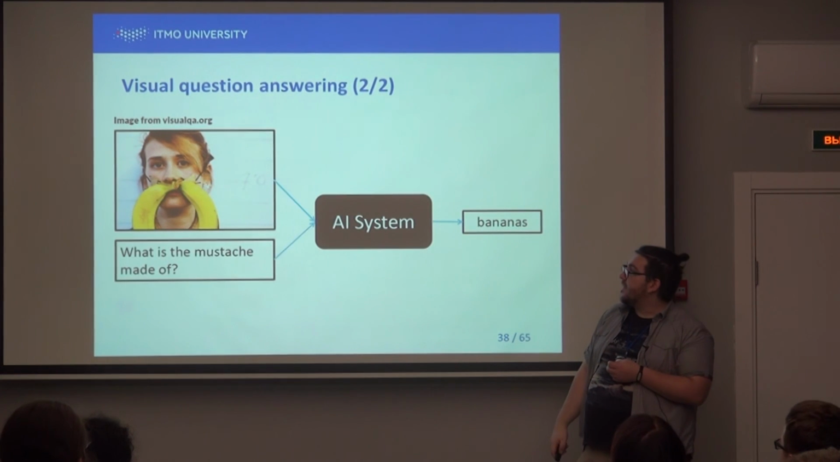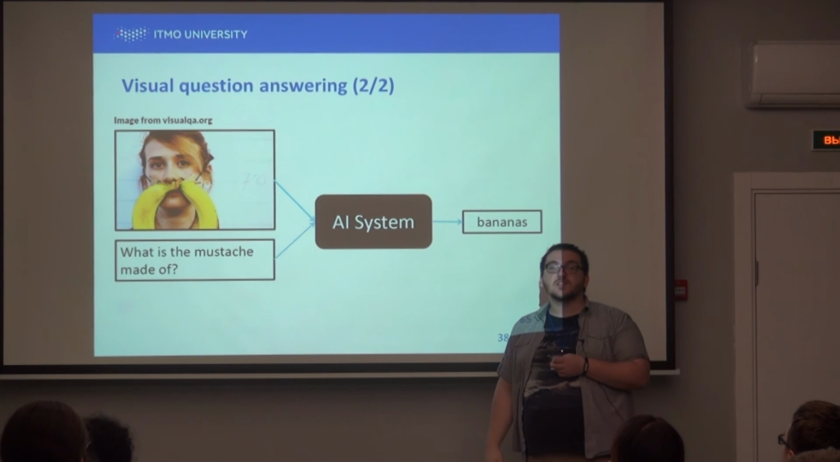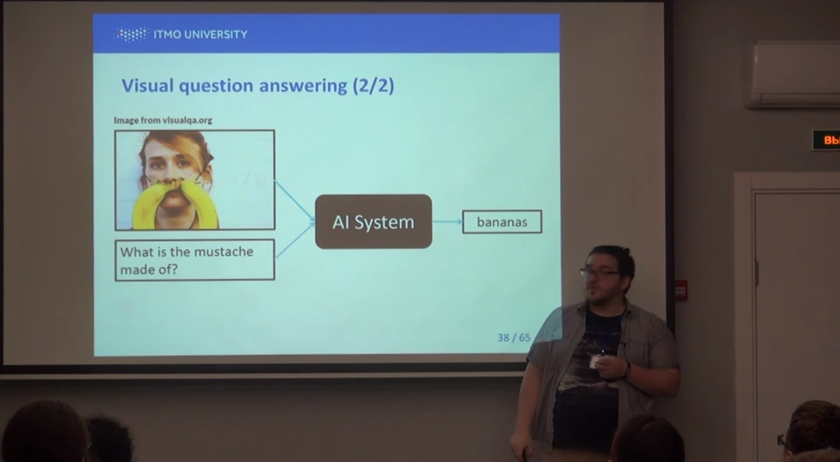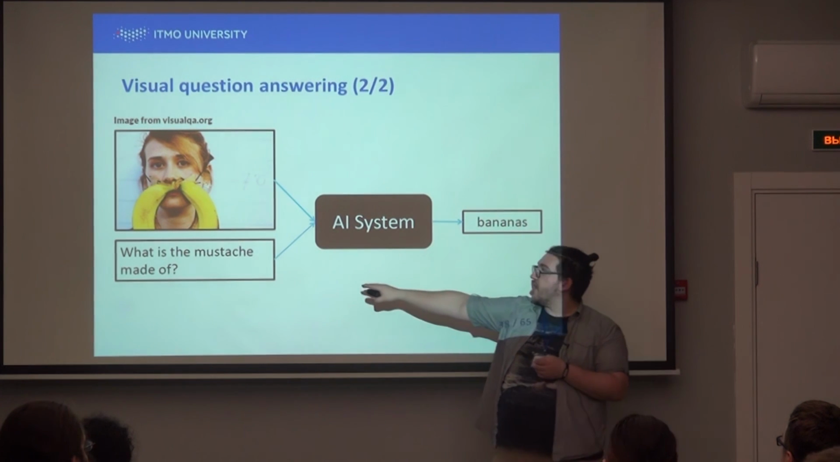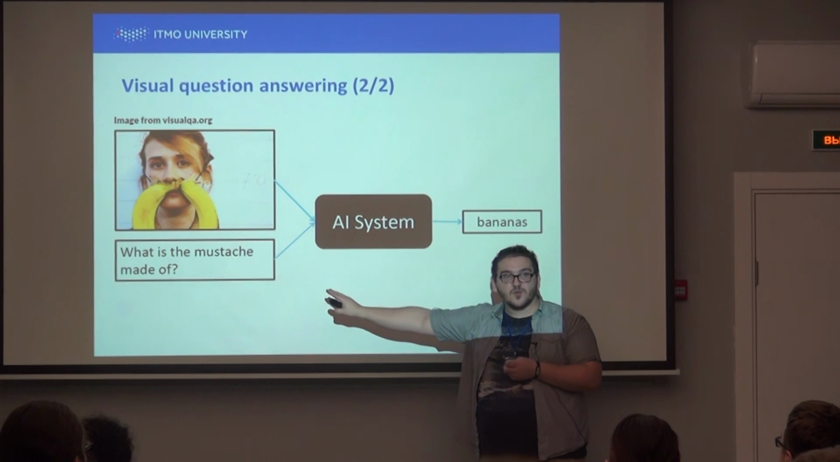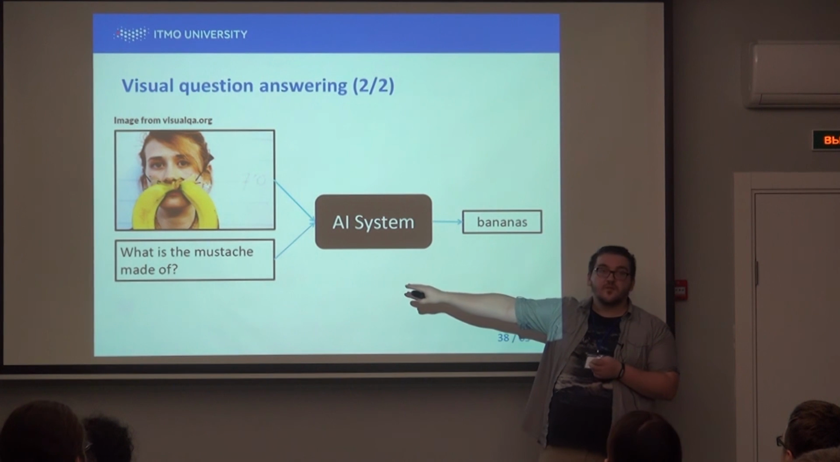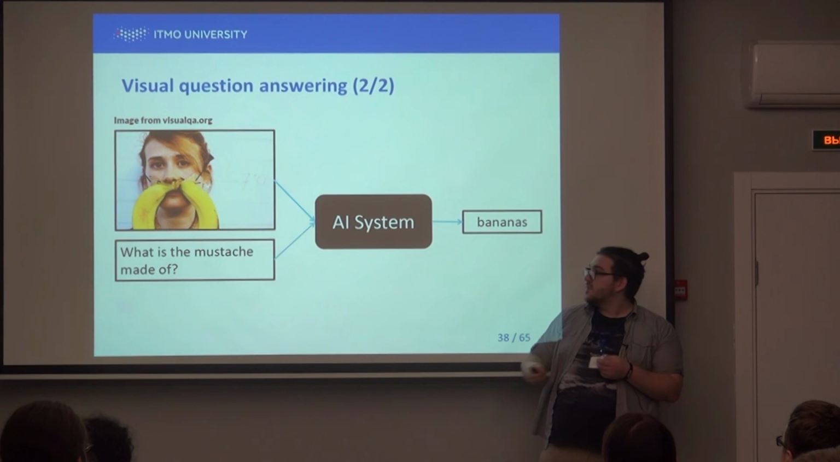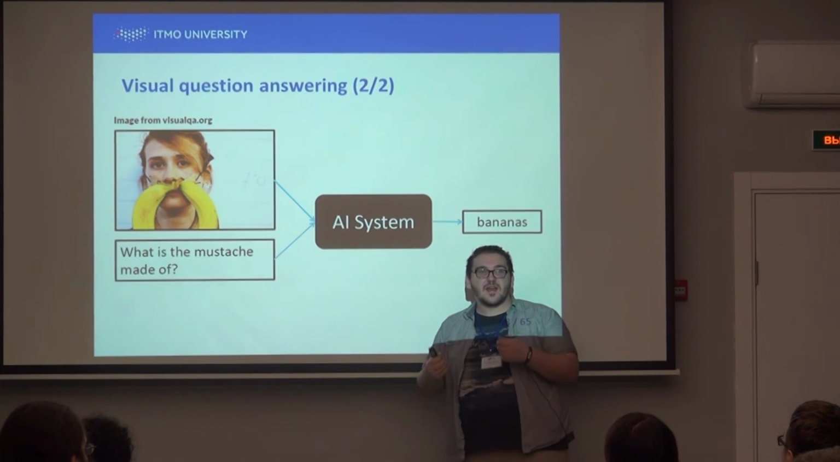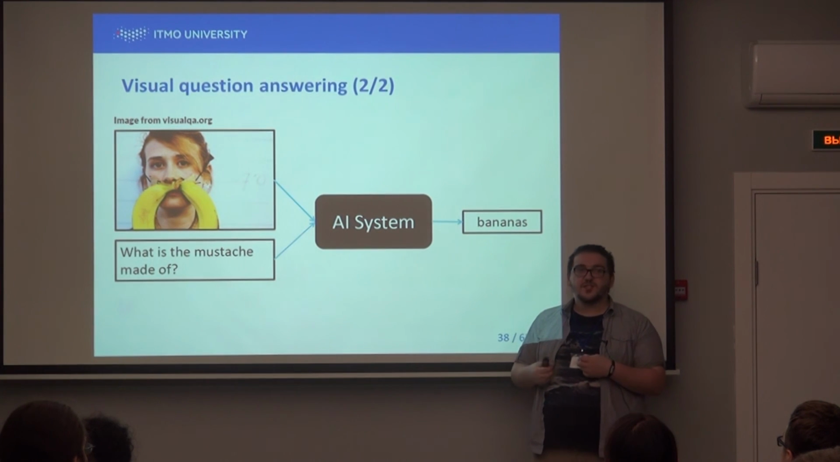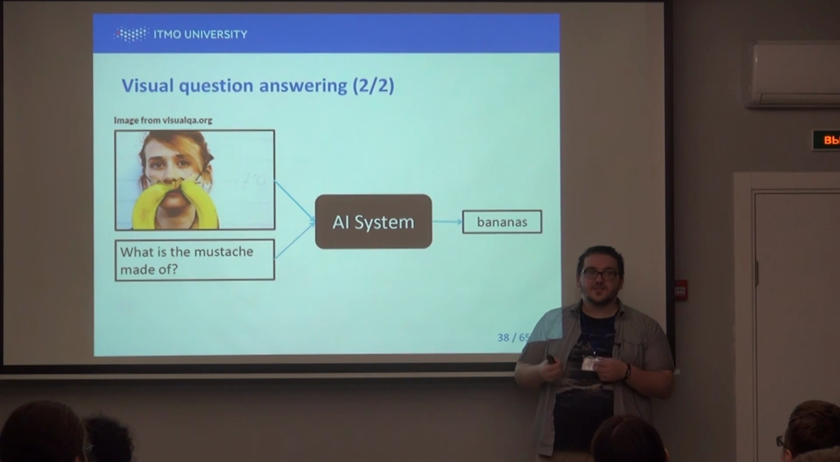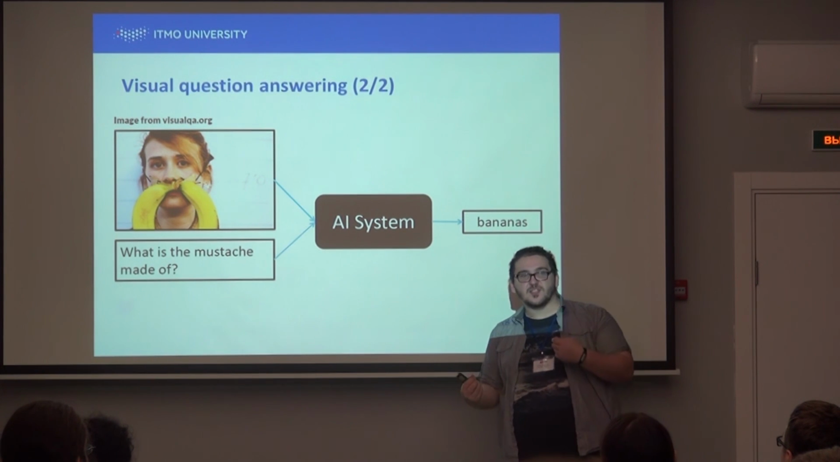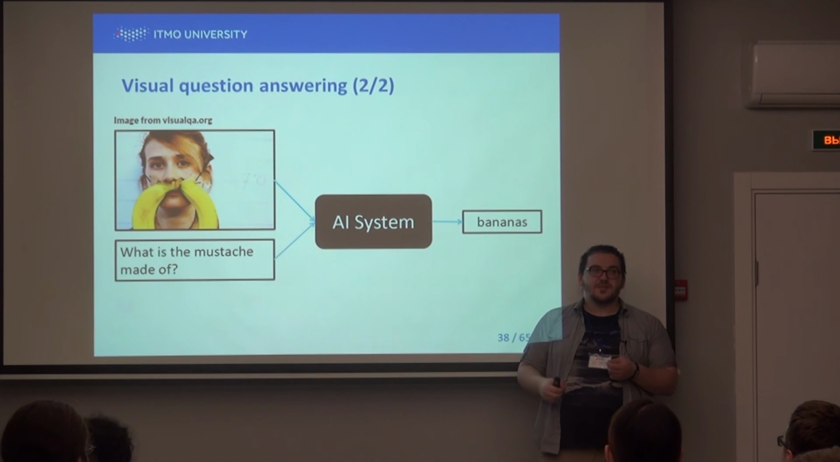Okay, another much more complicated system is one that describes the image. It works in the same way, but it's more complicated. It can even answer such a complicated question as, what is the mustache made of? In fact, we don't see any mustache in the picture. It's bananas in the form of a mustache, and the system can find that bananas are in the place of the mustache. So the mustache is made of bananas.